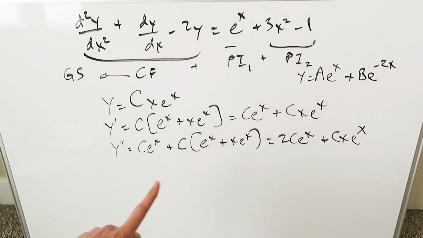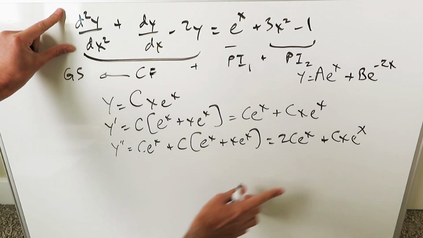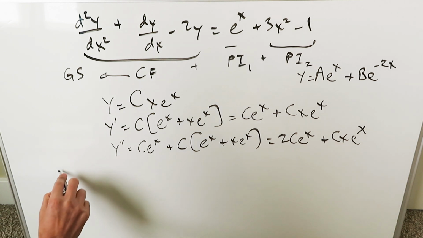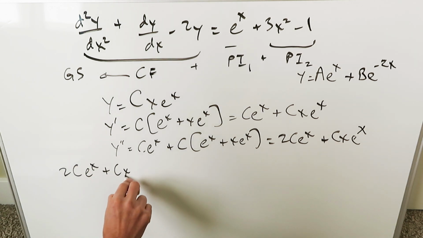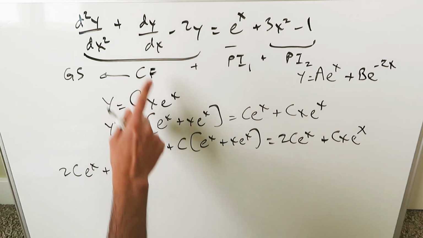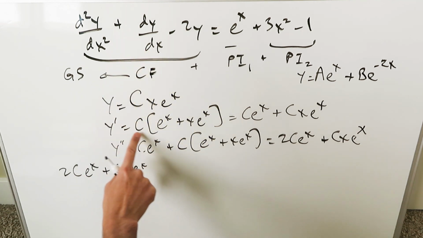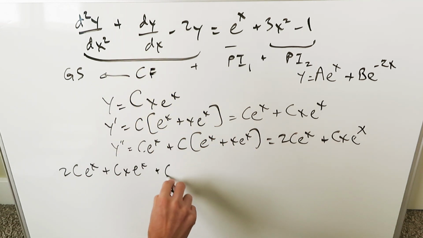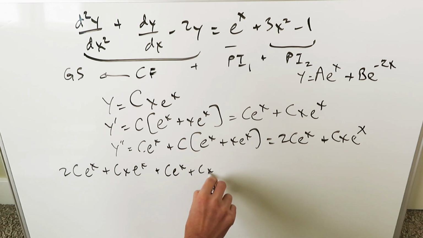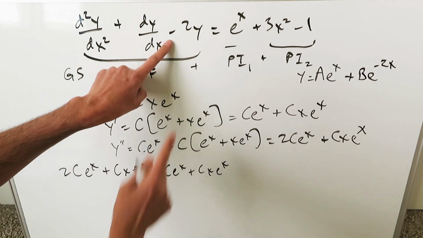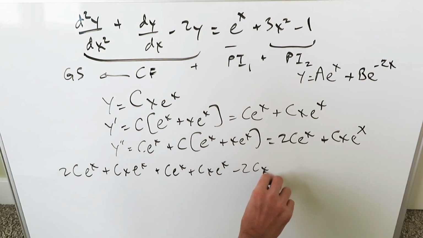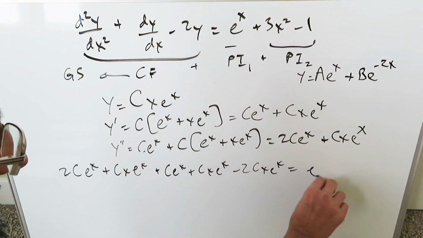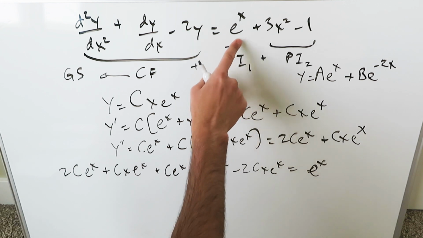These are the items which will now come right over here in terms of substitution. I know my second order is this, so I'll bring it in. I have 2c e exponent x plus c x e exponent x, plus your first order derivative, which is c e exponent x plus c x e exponent x, minus 2y. y is all of this, so you'll do minus 2 c x e exponent x is equal to e exponent x, as you see right here.